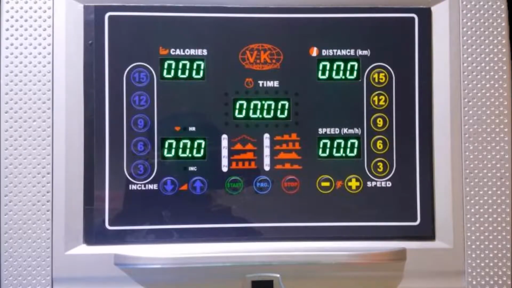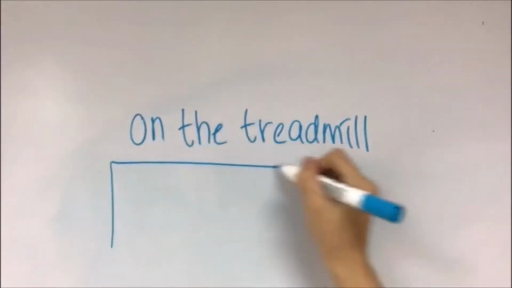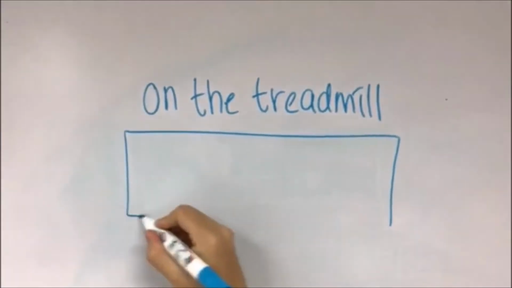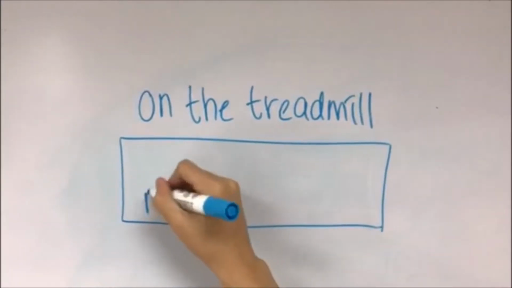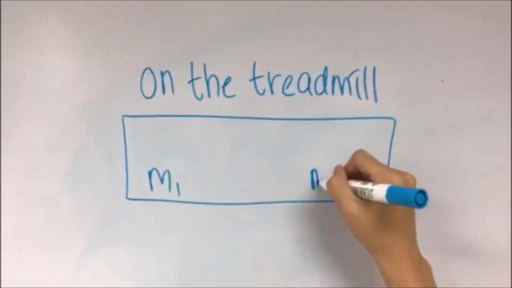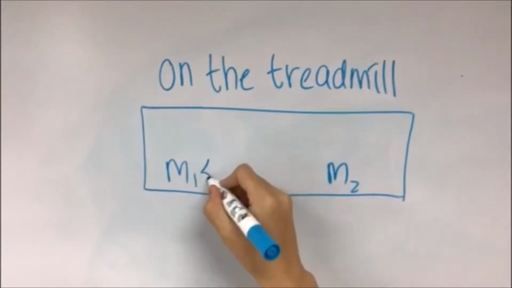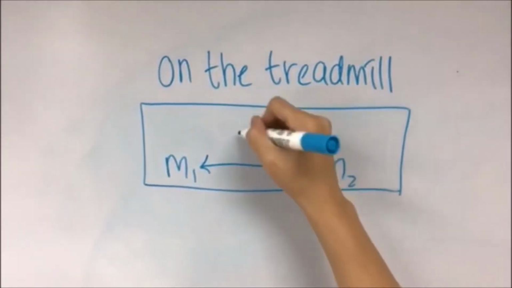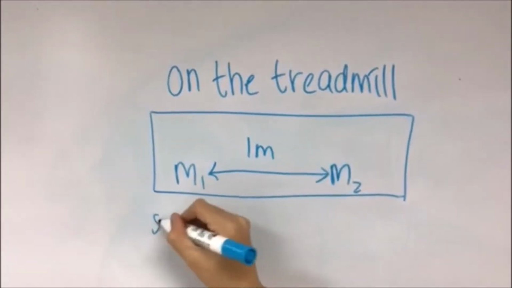The students have been complaining about the accuracy of the treadmill, so we've conducted an experiment using the speed to determine whether the distance covered by the treadmill is accurate or not. To determine the accuracy of the speed of the treadmill, we stick 2 points on the treadmill, M1 and M2, with a distance of 1 meter in between.